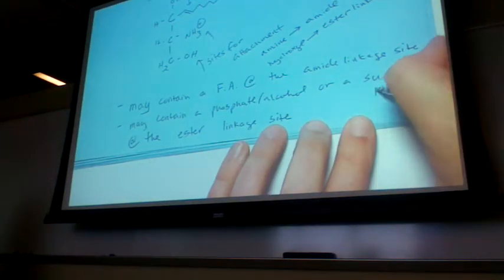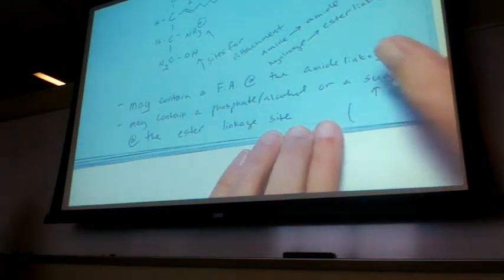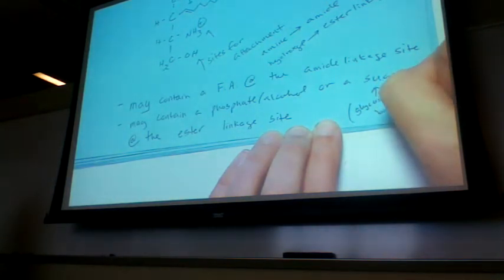Sphingolipids, there's lots of different types up there. It may contain a fatty acid on the amine linkage site. It may contain a phosphate alcohol or a sugar. I should say here that when there is a sugar, then it's going to be a glycosidic product rather than an ester.